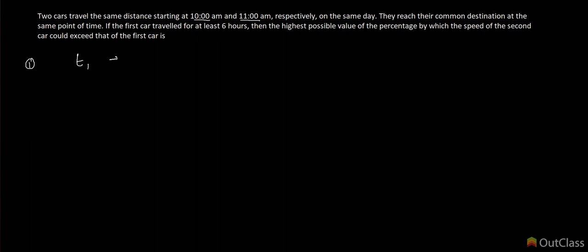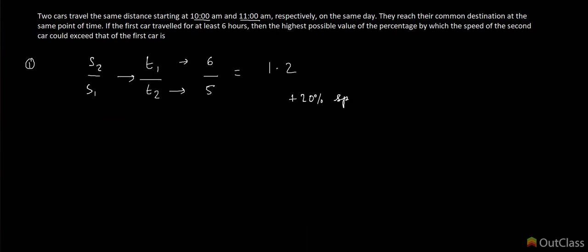One is to say T1 has a limiting value of 6 hours. T2 is 1 hour less than that because it started 1 hour less, 5. You can just look at it and say T1 by T2 limiting value 6 by 5 is equal to 1.2. And we know that speed is inversely proportional to time for the same distance. So S2 by S1 limiting value is 6 by 5, 1.2, which means plus 20% speed, which is the easy way of going about it, not very rigorous.